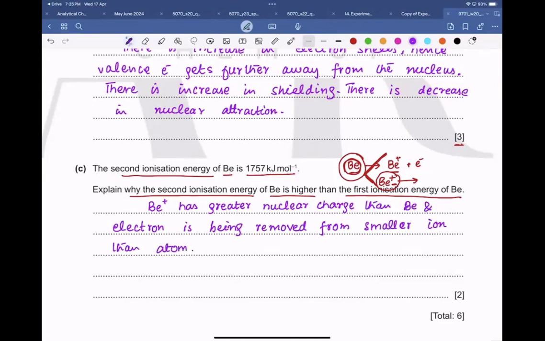Yes, obviously the electron is being removed from the ion, because for first ionization energy, Khatija, the electron is actually removed from the atom, but when the atom has lost its electron, it becomes a cation. So is this clear to all of you?